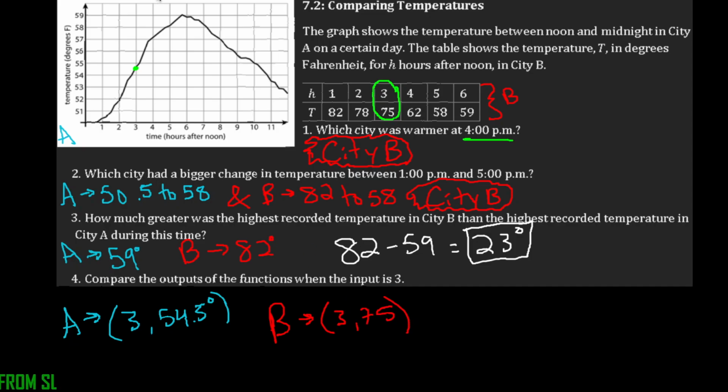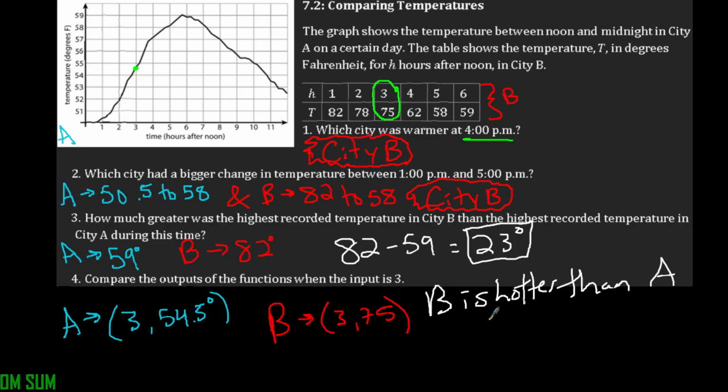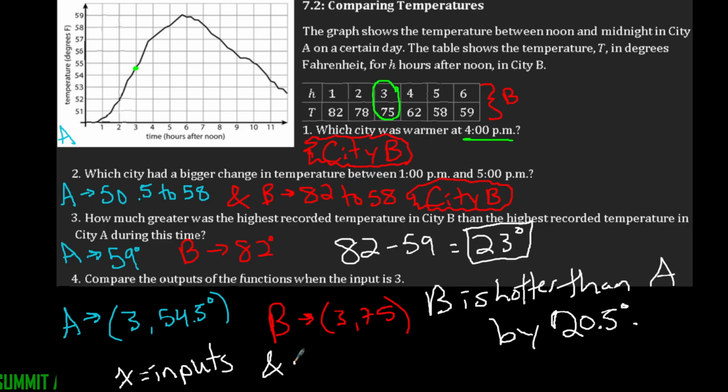Let's compare those two by taking the difference. So we're going to say B is hotter than A by 20.5 degrees. So be able to switch between the table and the graph and be able to say, again, your x-axis is your inputs. So x is inputs and y is outputs. Just remember that when you're looking at the tables and the graphs.